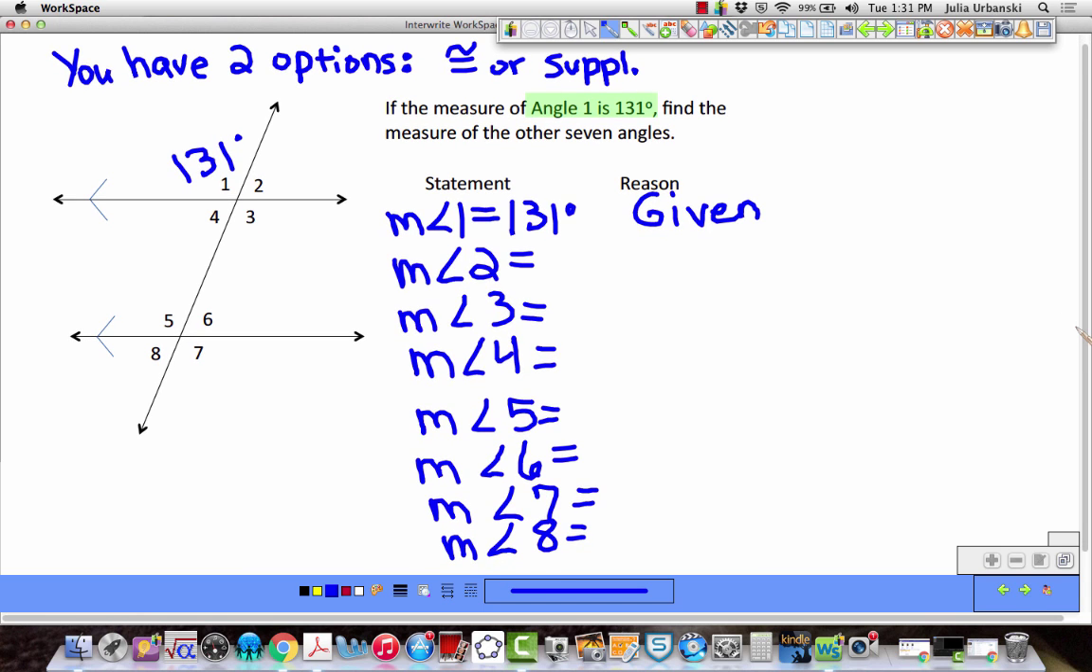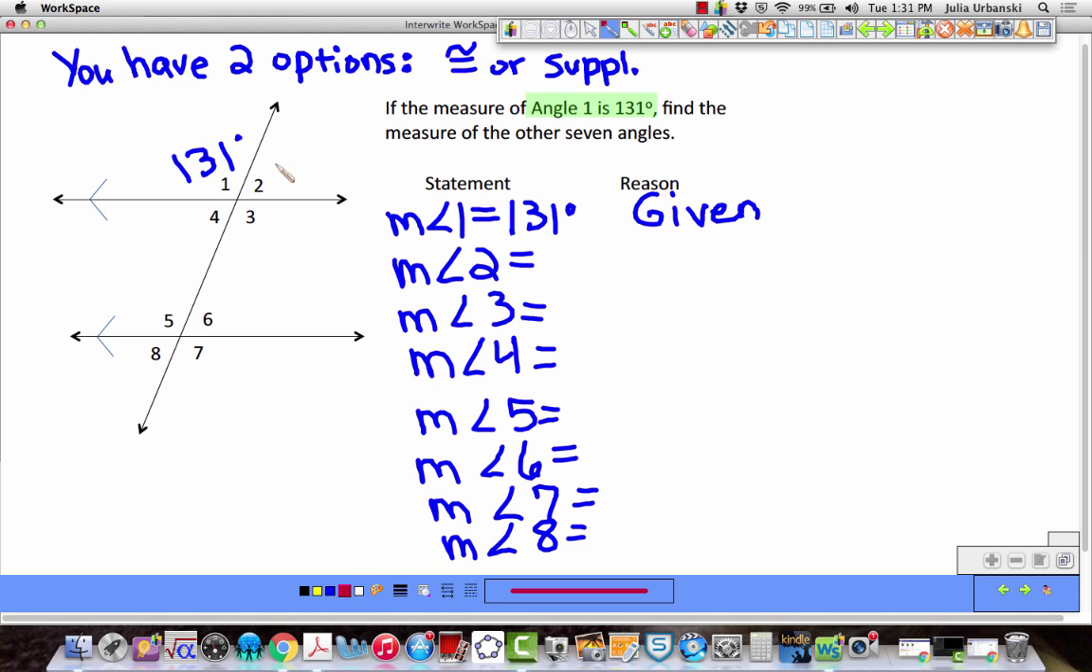Okay, so let's go down the list here. Angle 2. Look right here. Will this angle be equal to 131 or supplementary to 131? Supplementary, because they make a straight line. Who's got 180 minus 131? 180 minus 131. I got it.